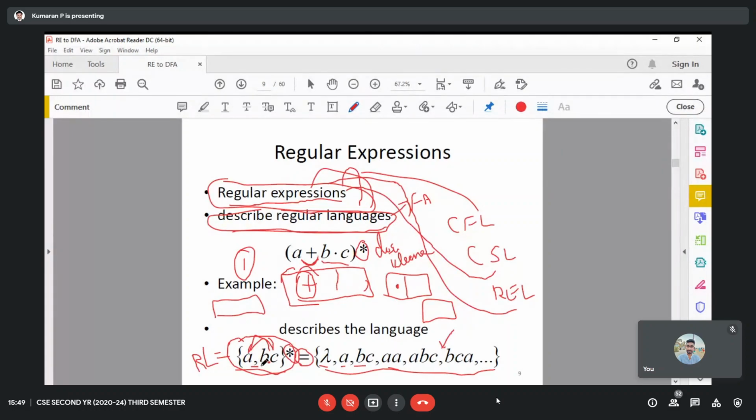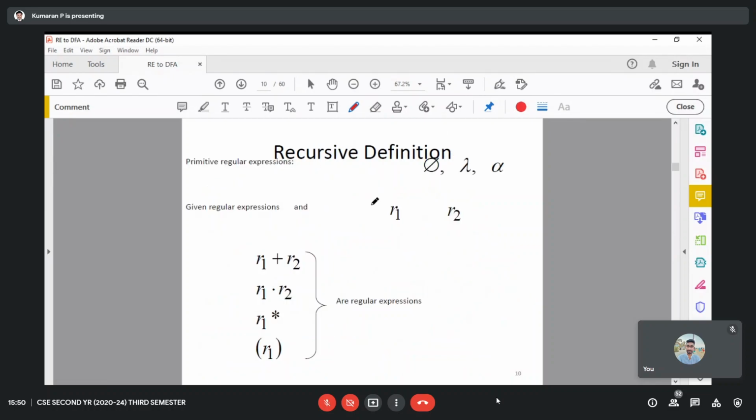But one important thing: with respect to the union operation, you can see the concatenation, we never separate this BC. The BC will always be together. It means B followed by C is an operation called concatenation. So concatenation you cannot separate; only for union do you have an option. So now you can see the basic things.